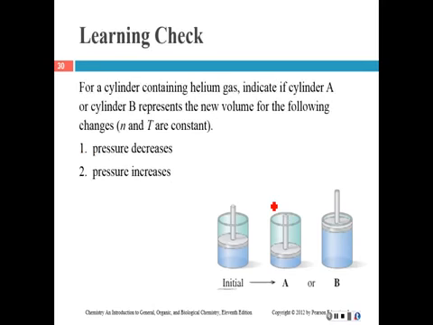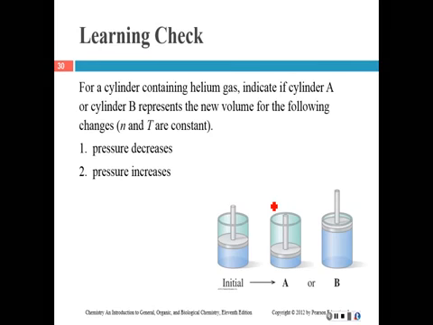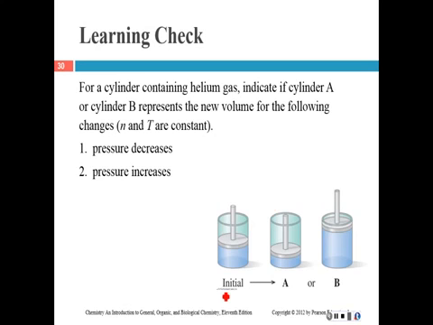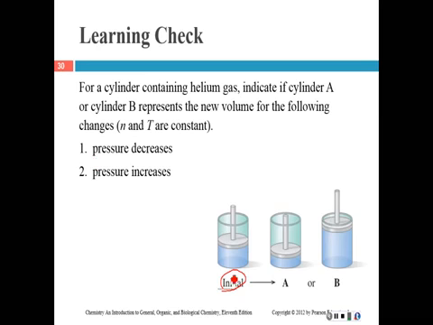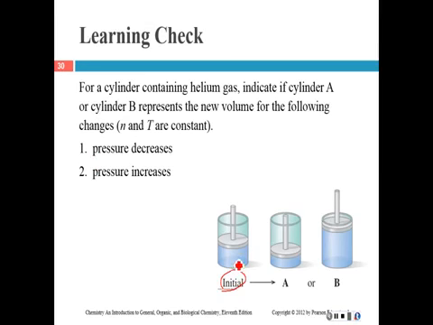So here's another one for you to answer. This one doesn't involve any math. For a cylinder containing helium gas, indicate if cylinder A or B represents the new volume for the following changes. So we're starting off here. This is our initial volume. And number 1 says, what if the pressure goes down? If the pressure inside here goes down, actually they mean the pressure on top. If the pressure on top goes down, which one of these will be the result? And then for number 2, if the pressure on top is increased, which one of these will be the result? So what do you think the answers are? Write down your answers and then let's check it.